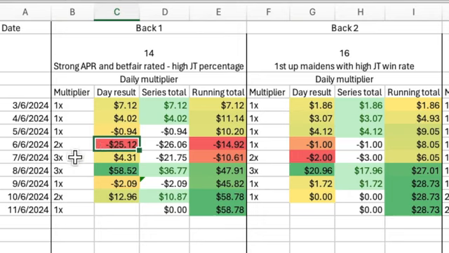Then we go to the 7th, and it made a profit, but it still wasn't back in profit overall for that series. So I actually stuck it 3 times there. It made $58 that day, which got it into profit for that series, and you can see it's had another profit for the next series there. So over that week, it made $58.78. Back 2 made $28.